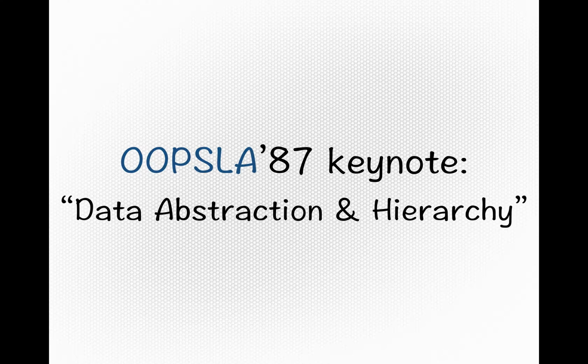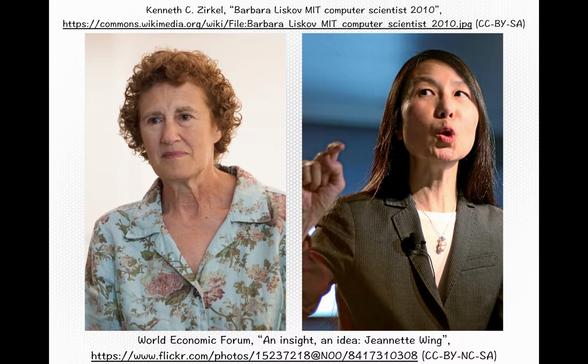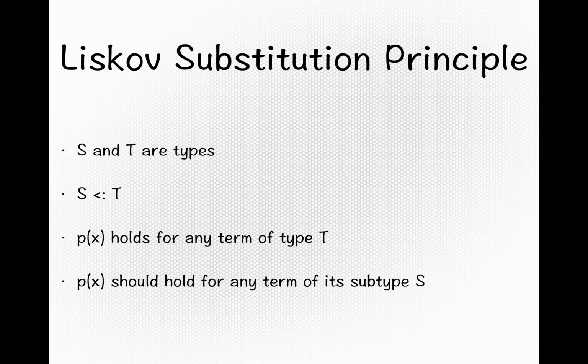This problem was exposed and also resolved in the keynote at a conference called OOPSLA in 1987. The conference still exists and is run every year. Now it's a part of a bigger initiative called SPLASH. A couple of years later, there was a paper in a journal called Transactions on Programming Languages and Systems. Again, it still exists and remains one of the top journals in programming language research. On the left, you see Barbara Liskov, a person who was responsible for the keynote as well as the paper. On the right, you see Jeannette Wing, who was a co-author of the paper.